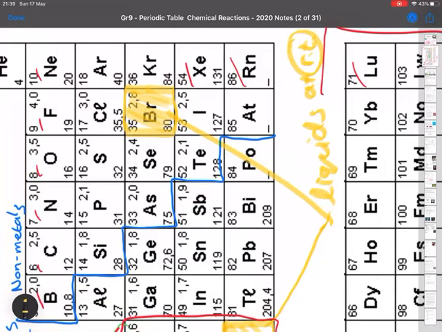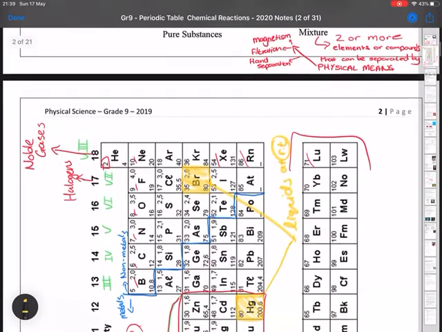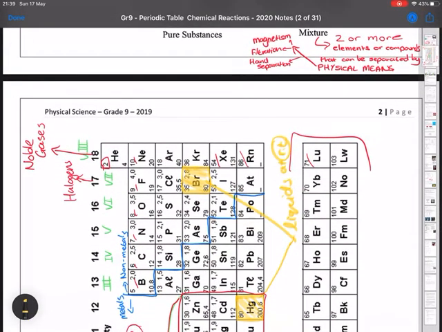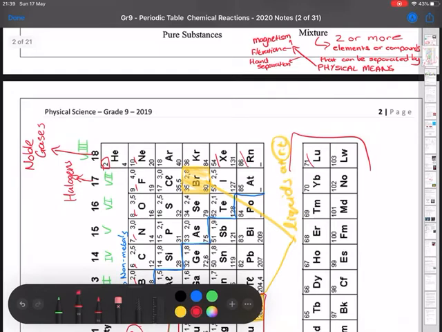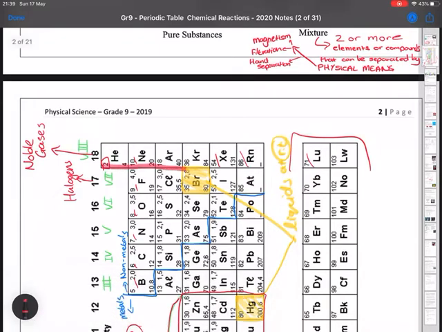Then use a pen, a red pen, or highlighter to colour in the elements that are gases at room temperature. Okay, so I already gave you a hint with that. The noble gases are gases. So the group 18 gases, noble gases, they're gases.